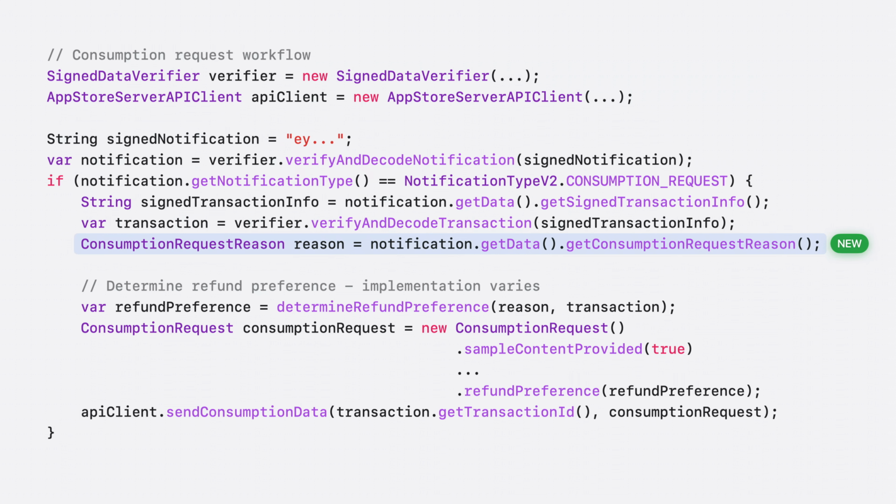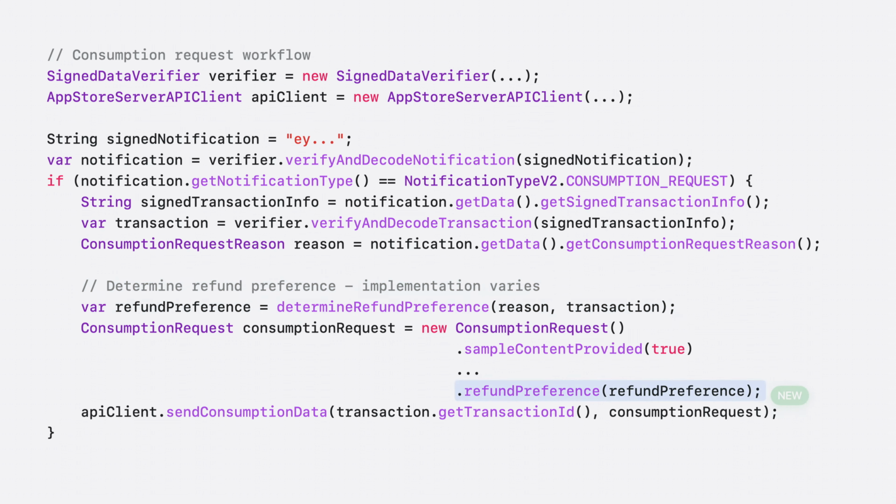If you'd like to express a preference for accepting or denying the refund, you can determine that preference according to your own logic. As an example, I've included a call to a custom method here, called Determine Refund Preference. In such a method, you may wish to consider the consumption request reason and the transaction along with other data.